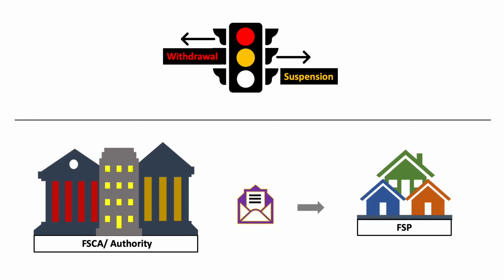Once a decision has been made, the registrar will notify the FSP of the outcome in writing. In a case where the registrar suspends or withdraws a license, it must also notify the FSP of the reasons why such action was taken. This must also be published on its website and other media platforms.